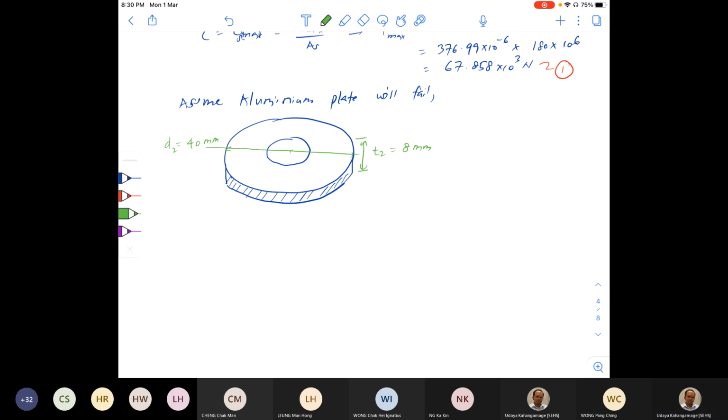Now you can write the shear area here. A is equal to pi D2 into T2. That is pi into 0.04 into 0.008. So you do the simplification, I found this answer: 1.00531 into 10 to the power minus 3 meters squared. That is the shear area now.